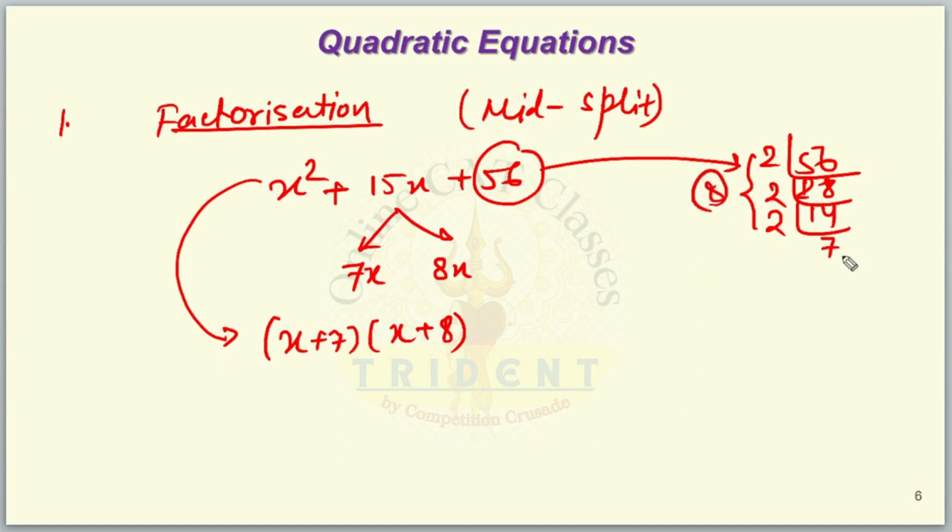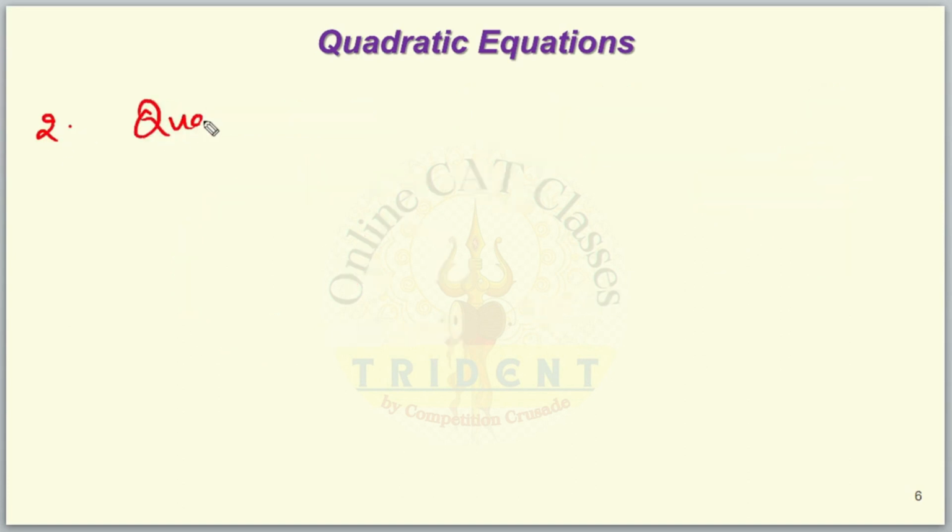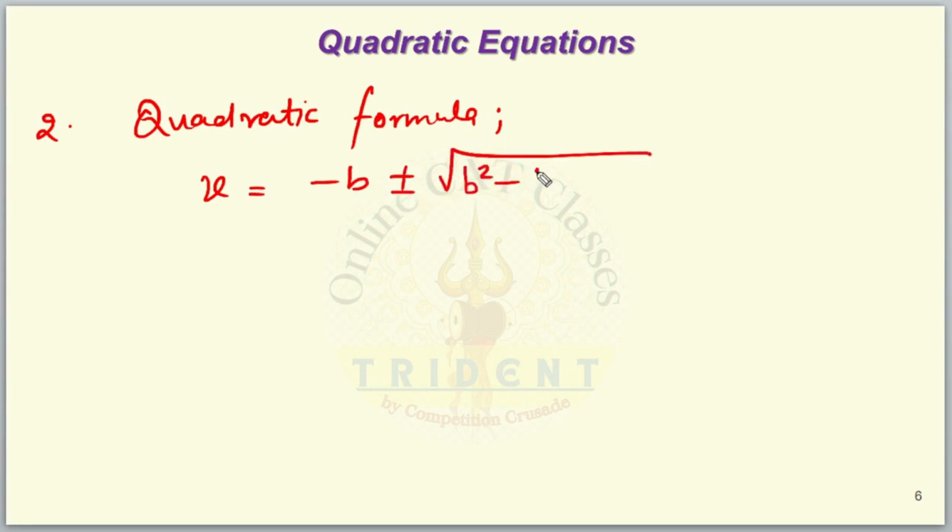There will be certain quadratic equations in which the mid split will not work. In that case, we will have to use the quadratic formula. And the quadratic formula, I think everybody knows it. I don't really need to emphasize. It is x equals minus b plus or minus root of b square minus 4ac, upon 2a, for the expression ax squared plus bx plus c equals 0.